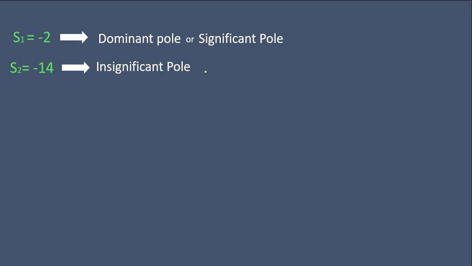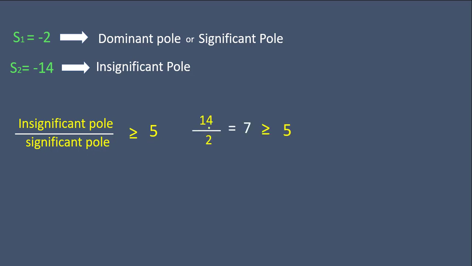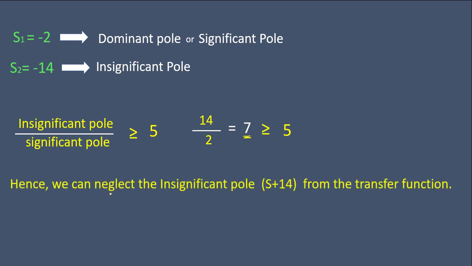Now first, we need to check whether the criteria of a dominant pole is applicable or not, and we have the formula. The ratio of insignificant pole upon significant pole should be greater than or equal to 5, then only the concept of dominant pole is applicable. So we have the value of insignificant pole as 14 and the value of significant pole is 2. So 14 by 2 is 7 and 7 is greater than 5. Hence, the concept of a dominant pole is applicable, and therefore we can neglect the insignificant pole s plus 14 from the transfer function.